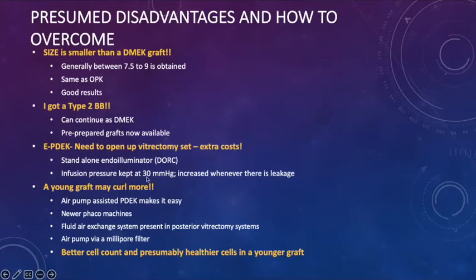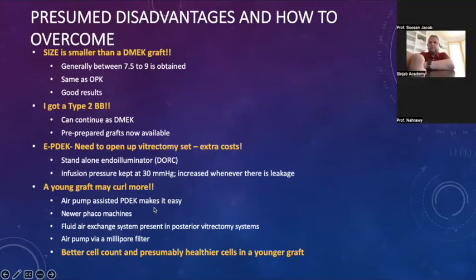Infusion pressure is kept at 30 millimeters mercury and increased whenever there's a leakage from the wound. So, in case the question is about how much infusion pressure you keep the air pump at. A young graft may curl more, so that's another disadvantage which people state. But remember that the air pump assisted PDEK makes it easy. It's available in newer phaco machines. It's also available with the fluid air exchange system present in posterior vitrectomy systems. You can also use the air pump via a millipore filter.